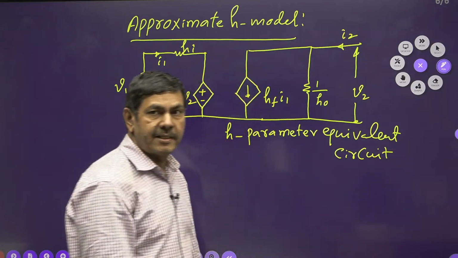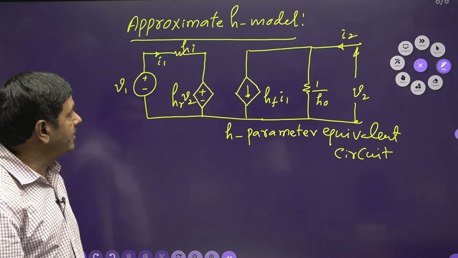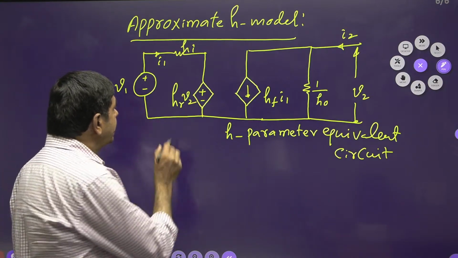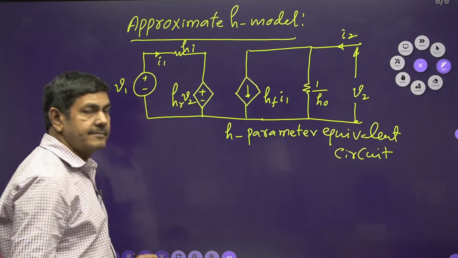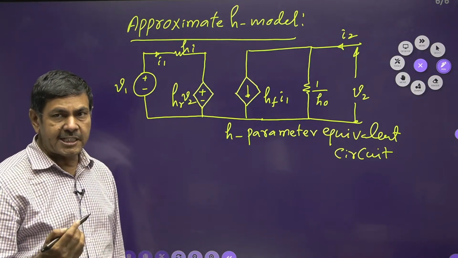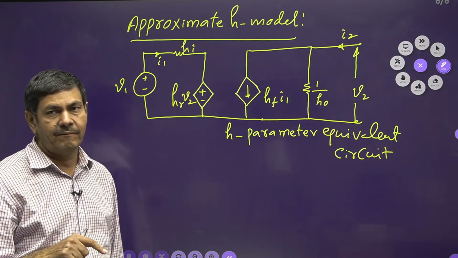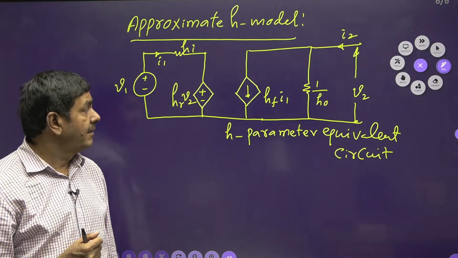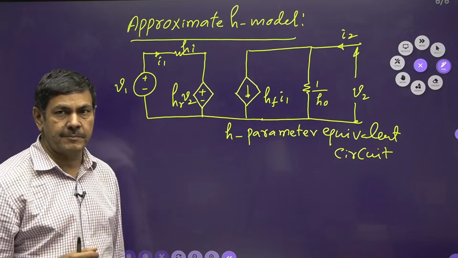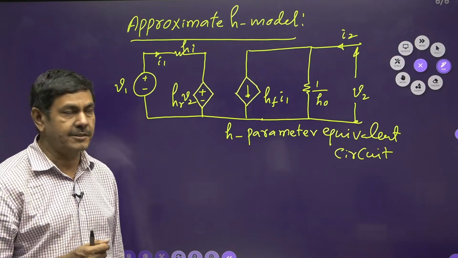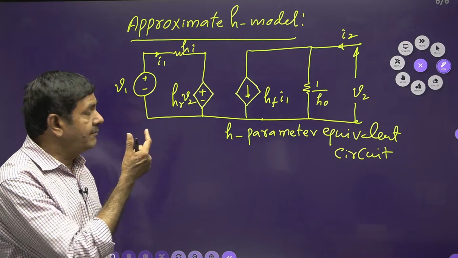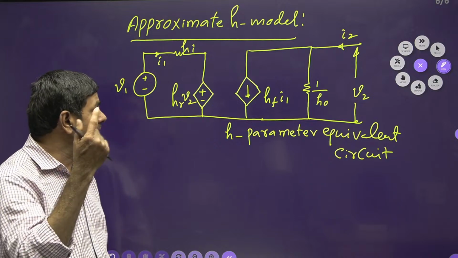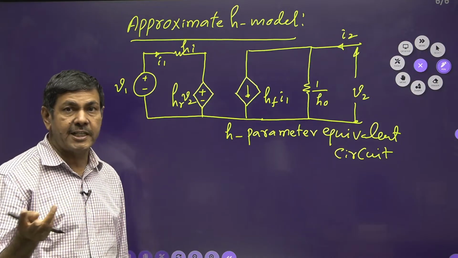In the approximate H model, you will find a slight change in the circuit. Here HR is the reverse voltage gain. But the forward voltage gain is V2 by V1. Forward voltage gain is always a larger value. It comes in hundreds in the common emitter configuration, because practically we use the common emitter configuration. V2 by V1, the forward voltage gain, is very large, in hundreds. HR is the reverse voltage gain.